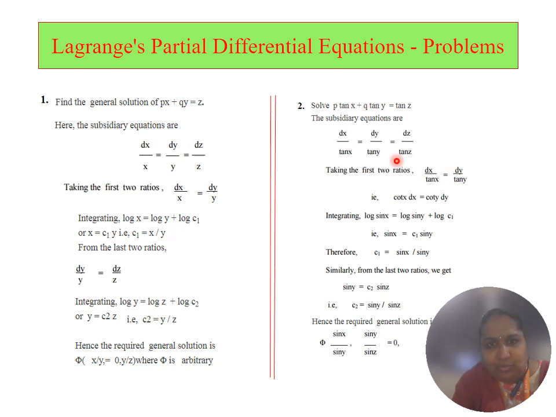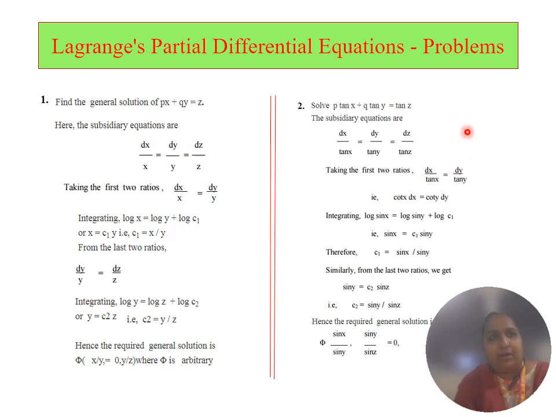Taking the first two ratios, dx by tan x equal to dy by tan y. On integrating, bring tan x to the numerator as cot x dx equal to cot y dy. The integration of cot x is logarithm of sin x. So log sin x is equal to log sin y plus log c, because the integration of cot x is cos by sin, and if you write the log of the denominator, the numerator is its derivative.